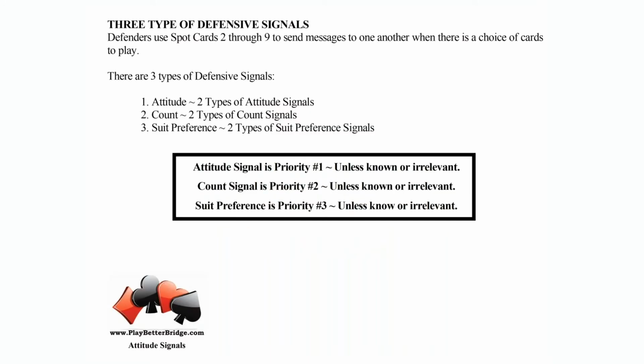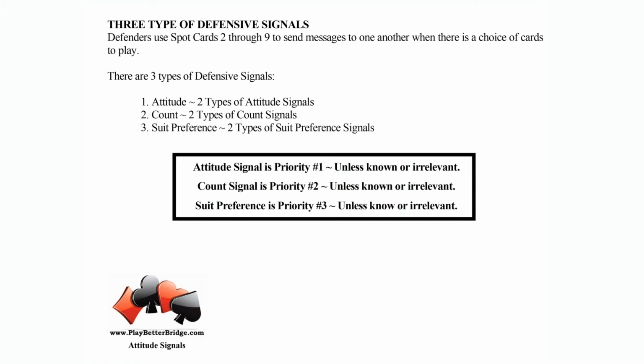I want to start with the big picture because we are working our way into defensive signals now. So, in this lesson, we're going to be focusing on attitude signals, but I want to just introduce you to the idea of the three types of signals and when they come when, right? How does partner know you're sending an attitude signal or a count signal or a suit preference signal? Or you, when you're deciding what signal you're sending, how do you decide if it's attitude or count or suit preference?